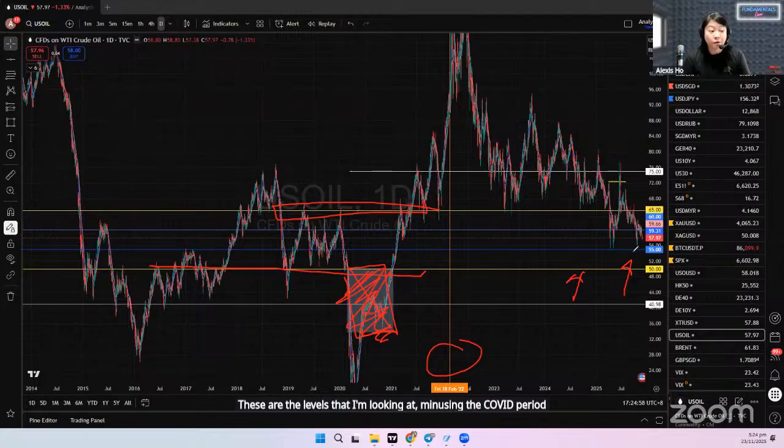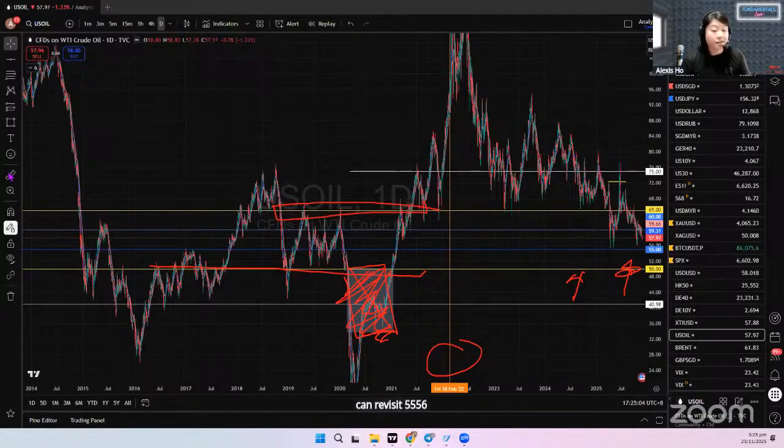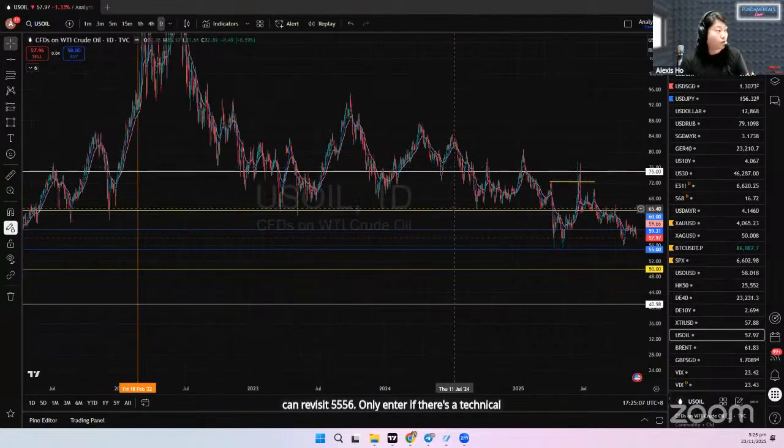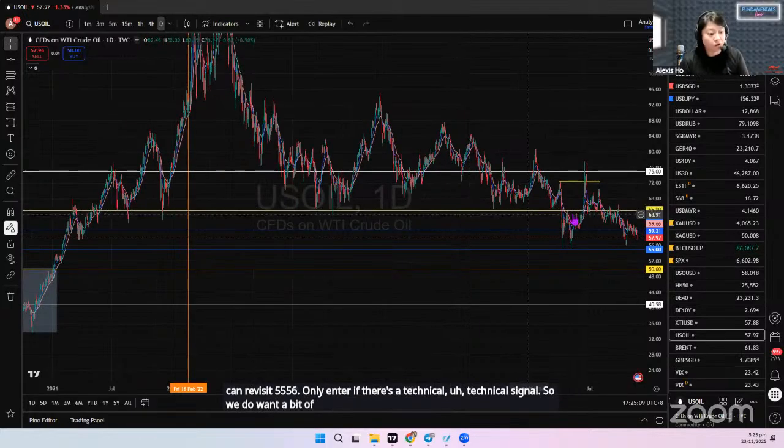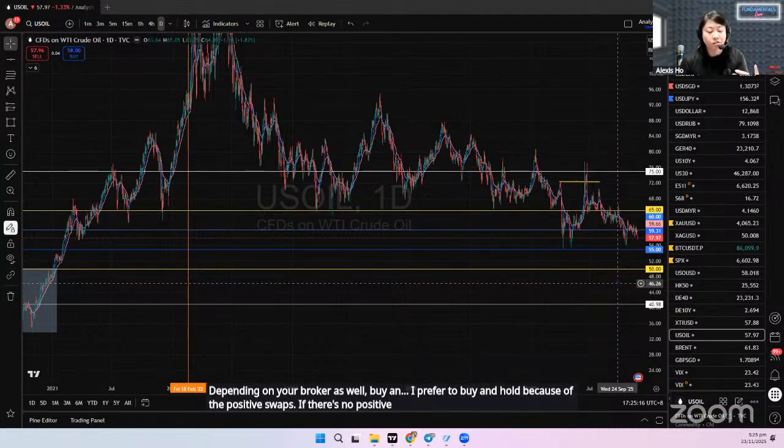If price can break below 55, then my second buy area will be 50. If price can revisit 55, 56, only enter if there's a technical signal. So we do want a bit of sharper entries. And of course, depending on your broker as well, I prefer to buy and hold because of the positive swaps. If there are no positive swaps, then purely just trade it in and out.